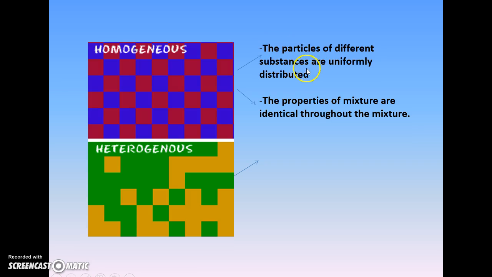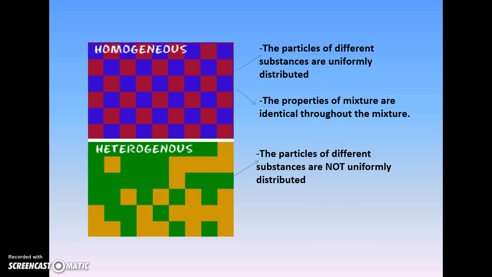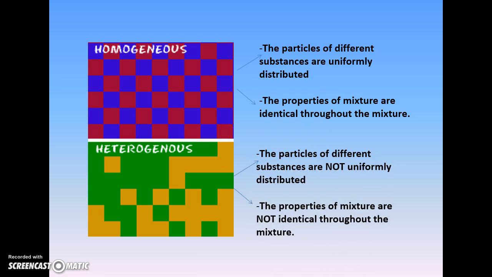So homogeneous, the particles of different substances are uniformly distributed. The properties of mixtures are identical throughout the mixture. However, heterogeneous, the particles of different substances are not uniformly distributed, and the properties of the mixture are not identical throughout the mixture.